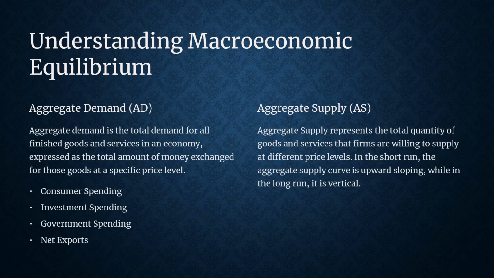And we have aggregate supply. Aggregate supply represents the total quantity of goods and services that firms are willing to supply at different price levels. In the short run, the aggregate supply curve is upward sloping, while in the long run it is vertical.